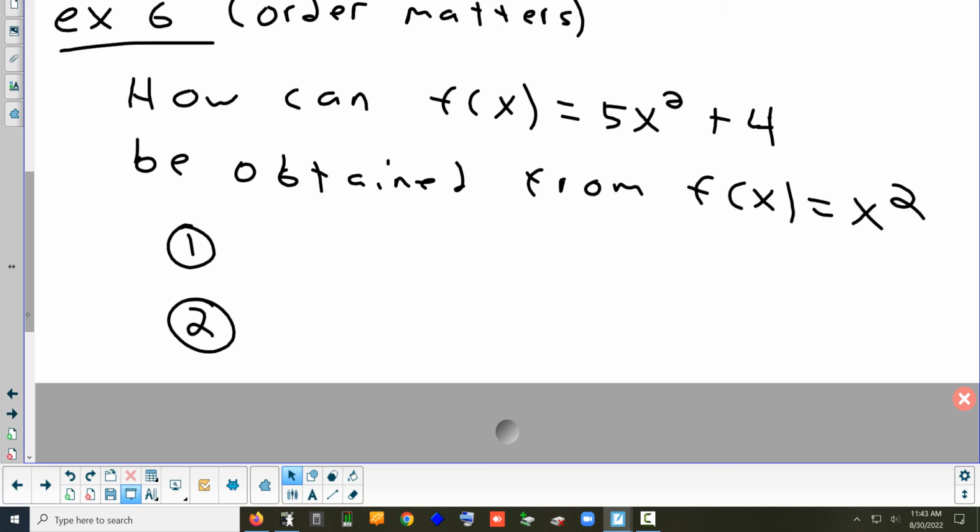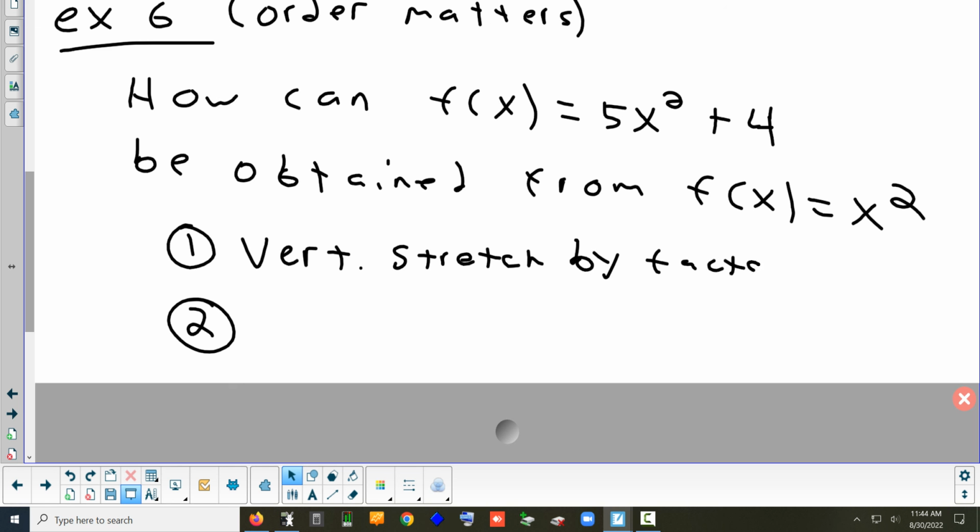Wait, what are you describing? Oh, vertical stretch, my bad. Sorry. Someone else needs. Yeah, Ben? Stretch by a factor, right? Yeah, just make sure you say which type of stretch, because we do have horizontal and vertical. I know I said we're not doing horizontal, but we're going to eventually. Just make sure you say vertical. So vertical stretch by factor of 5. And then the second thing that Geronimo just said, shift up 4, perfect. That would be your last.